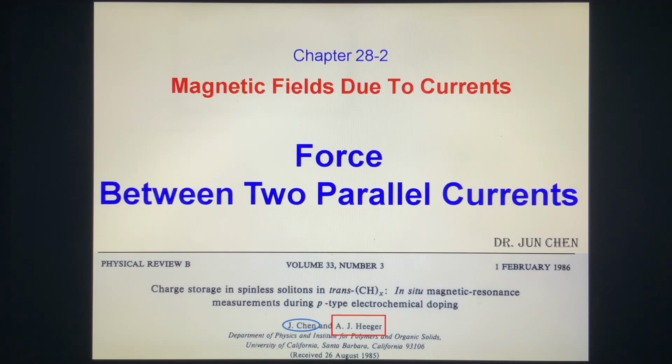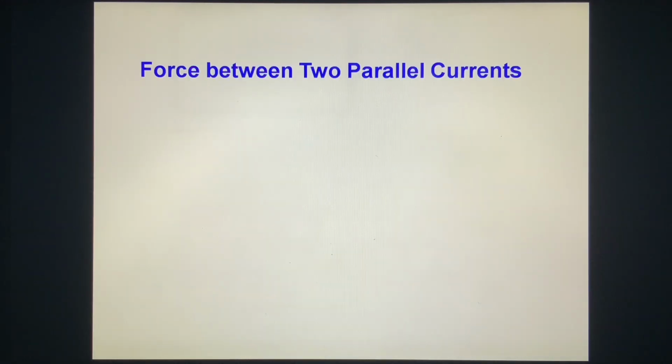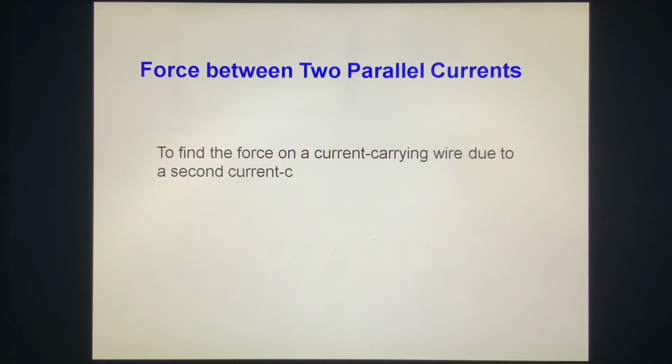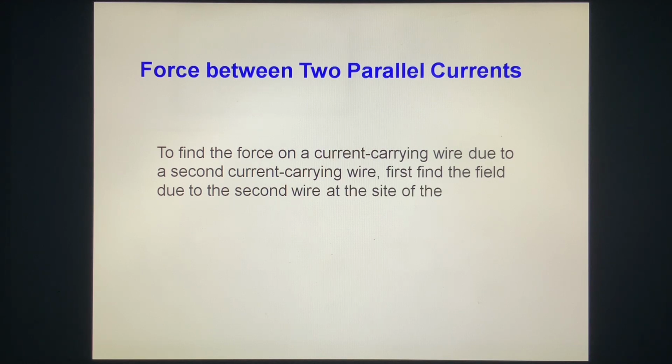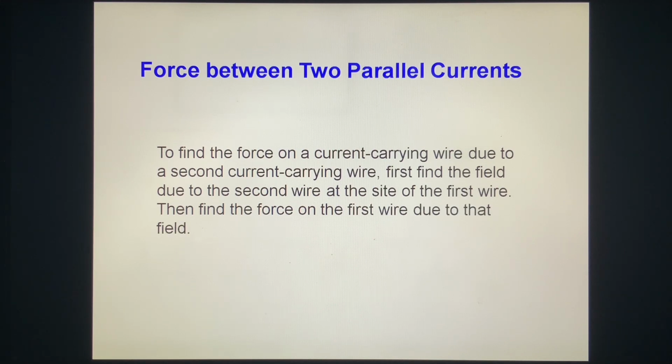Force between two parallel currents. To find the force on the current carrying wire due to a second current carrying wire, first find the field due to the second wire at the side of the first wire. Then find the force on the first wire due to that field.